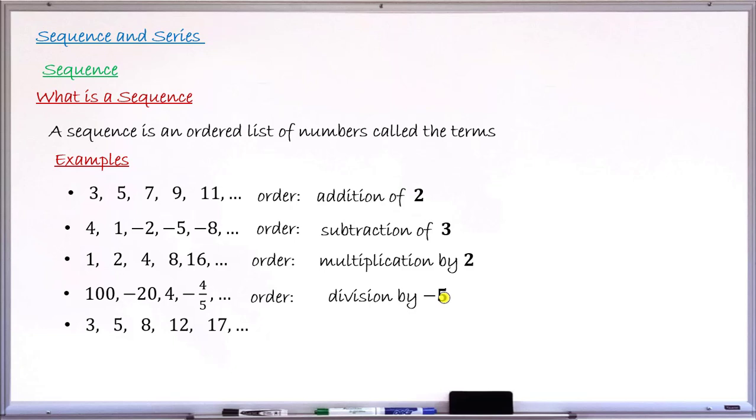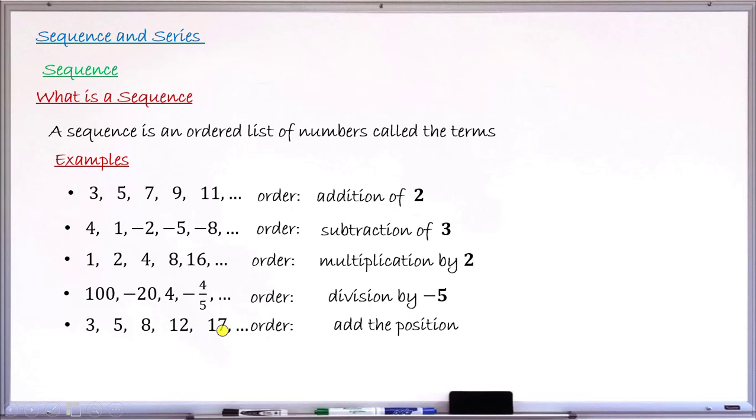3, 5, 8, 12, 17. And let me just give you the order here. It's addition. Starting from the very first one, we add the position of the next term. This is term number 2. When you add 2 to 3, it gives you 5. This is term number 3. You now add 3 to the previous term, 5, and it gives you 8. This is term number 4. So you add 4 to the previous one, 8, and it will give you this.